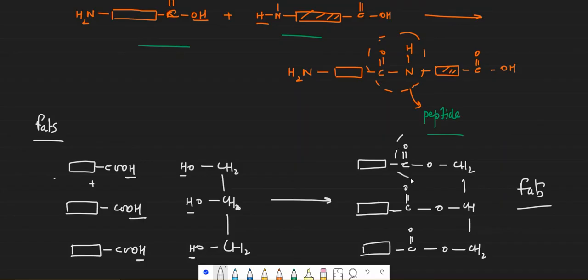There is an ester linkage here. So they often ask you which of the natural polymers are like synthetic polymers, and you'll tell them that fats are like terylene, or polyester. Now let's move on to carbohydrates.